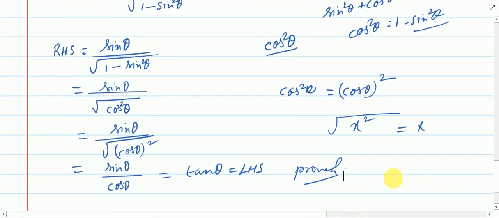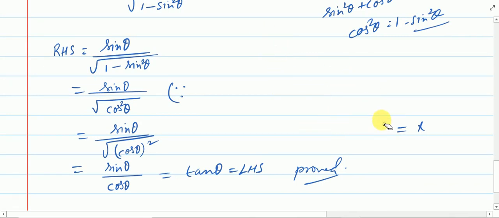Here in the second step I didn't mention why I wrote this cos square theta. So you may write over here, you may give the reason. This was simply rough for you, just for explanation. So you can mention over here that the reason is sine square theta plus cos square theta is equal to 1. This is the reason, and these are clear to you. Okay, so this was your question number 6.